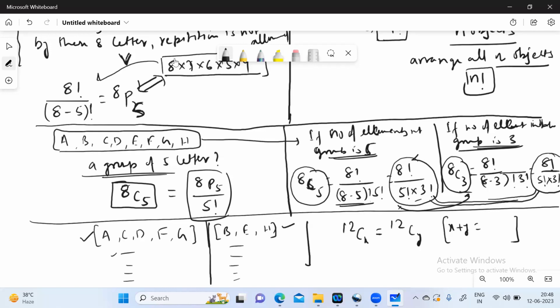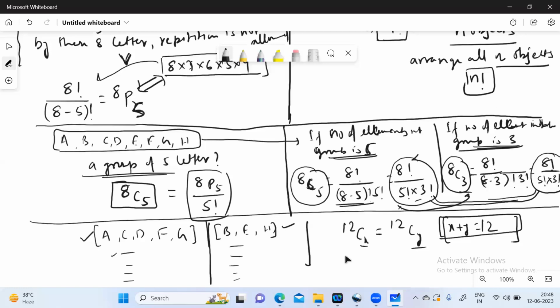This observation is true when the total is equal to 12. So same with this case. This can only be equal if choosing x means leaving y. So that means x plus y should always be equal to 12. आया समझ में सबको? Is everyone okay with this? Yes, sir. Yeah, sir. Okay.